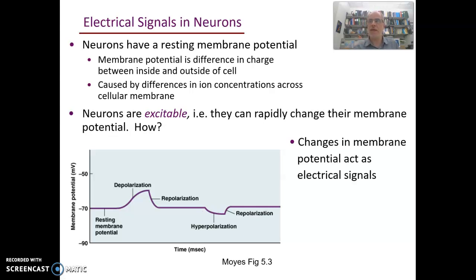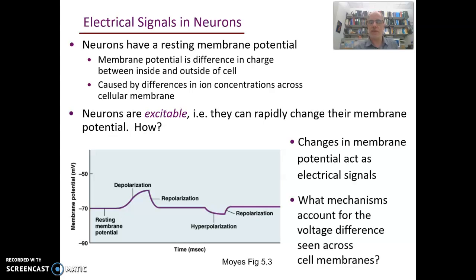We're going to spend a considerable amount of time in the next few lectures trying to understand the specific mechanisms that account for voltage differences seen across the cell membrane, specifically the ion channels that are involved in the depolarization, repolarization, and hyperpolarization states of neurons.